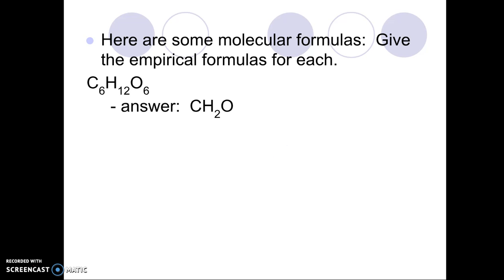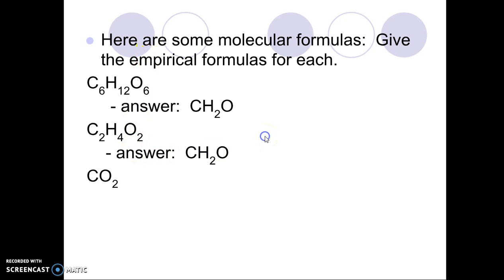So there's glucose, C6H12O6. When you reduce that down, I can take a 6 out of everything, and I end up, when I take a 6 out, with 1 carbon, 2 hydrogens, and 1 oxygen. So these ones going down, I want you to try them, although the answers are going to follow. So C2H4O2, notice it has the exact same empirical formula, but they are not the exact same type of sugar. They're not the exact same molecular formula.